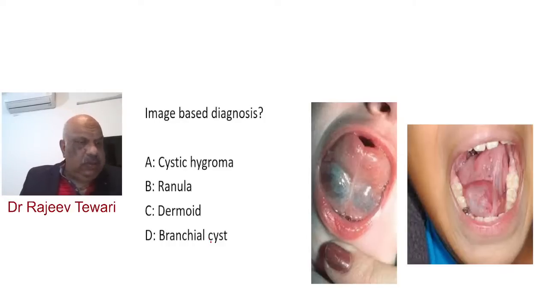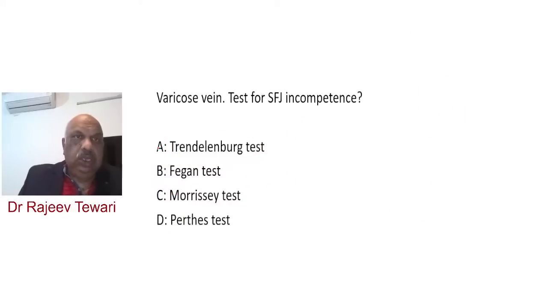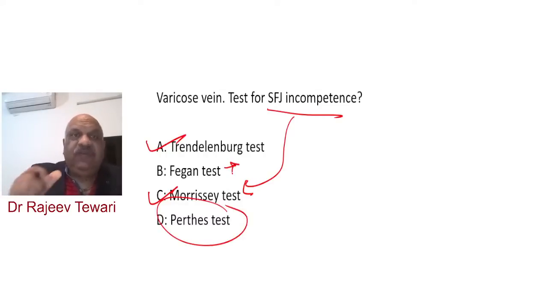So Ranula, if multiple answers, then both. This is correct, this is correct. Ramkishore, thanks again for telling me, because this is also for SFJ incompetence. Though it's not done, you see the cuff impulse at the saphenofemoral junction. If it's incompetent, you can feel the cuff impulse. Perthes is not done, and Fegan is the defect in the fascia, but that's also not a very good test. A and C is the best answer here. If multiple answers are correct, then A and C both are correct. If only one you have to choose, then the best answer is A.